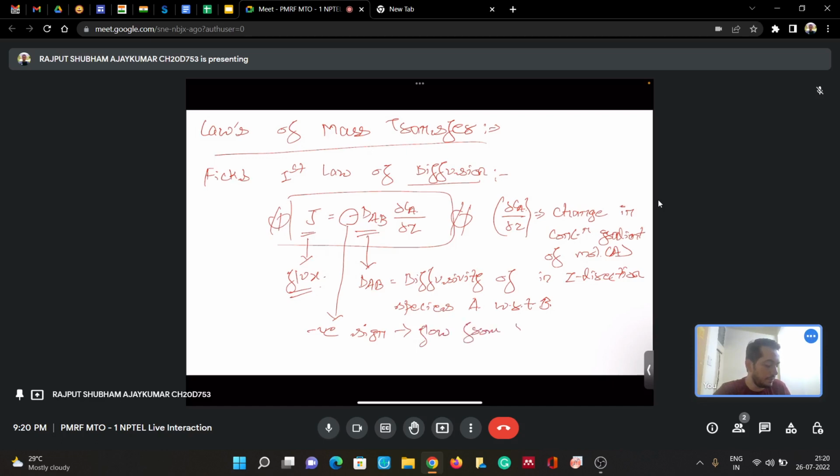Flow from a region of high concentration to low concentration. So this is what Fick's first law basically defines. This is the diffusivity of A with respect to B, happening from a region of higher to lower concentration, and it is directly proportional to the concentration gradient, that is, del C_A by del Z. So this whole term corresponds to the flux, that is, the flux of species A with respect to B.